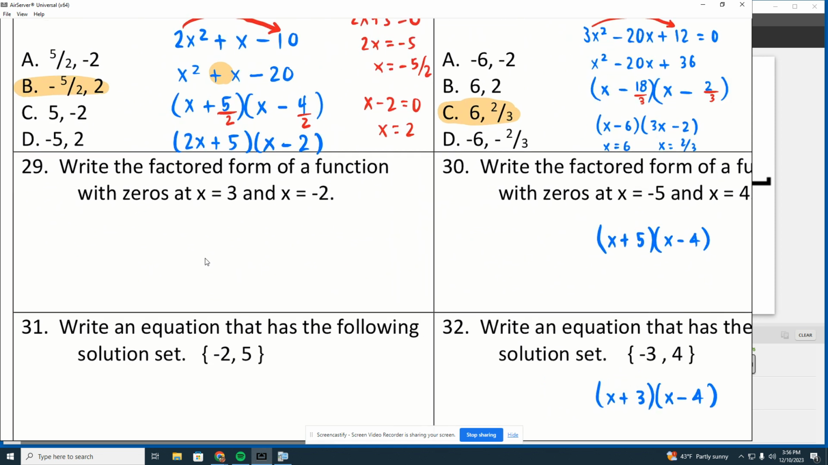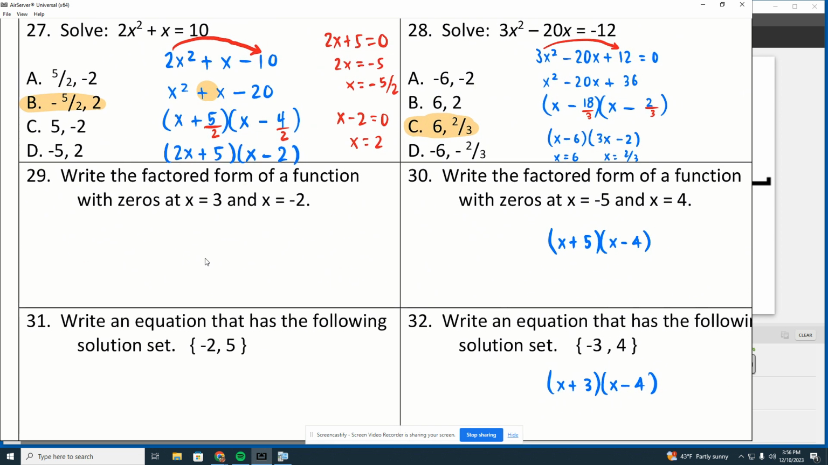Remember, when you have zeros given, like this saying x equals 3 and x equals negative 2, they want the factored form. Remember, how do you turn x equals 3 into a factor? Well, you move it back to the other side. So I would subtract that 3. So the factor that would have given me the solution 3 would be x minus 3. So obviously, to give me negative 2, that's going to be x plus 2. This is the factored form.